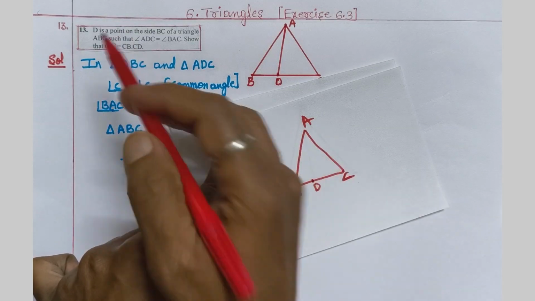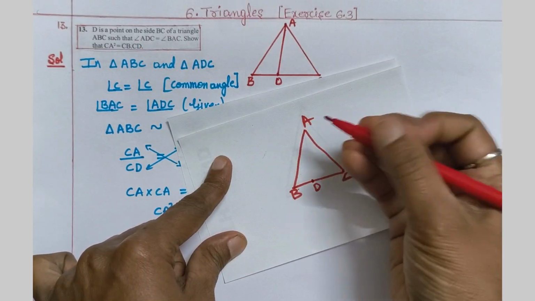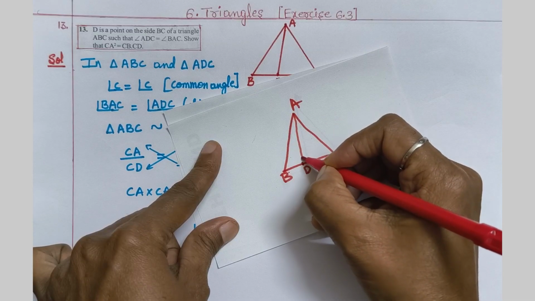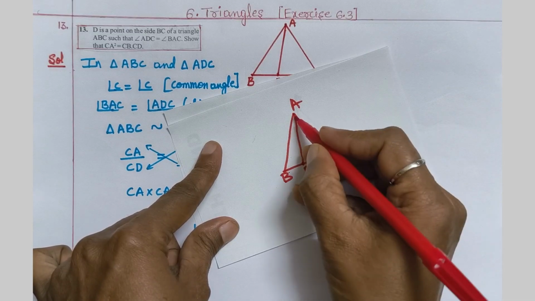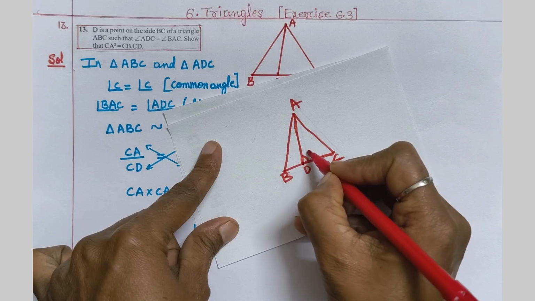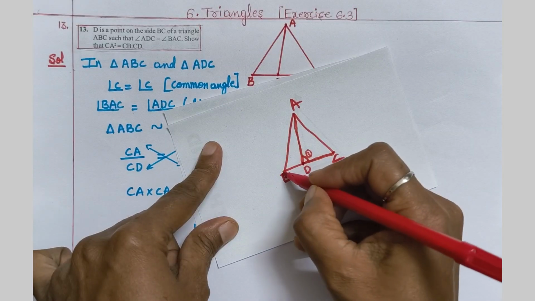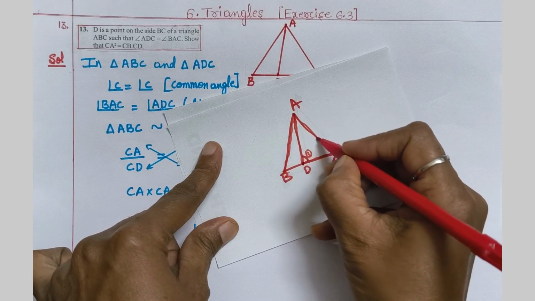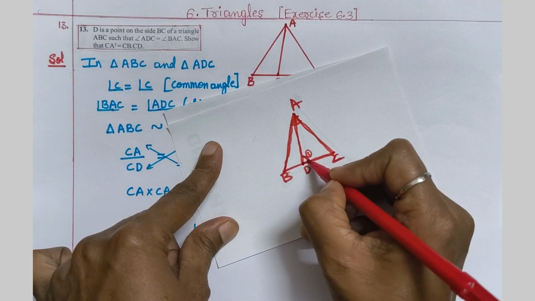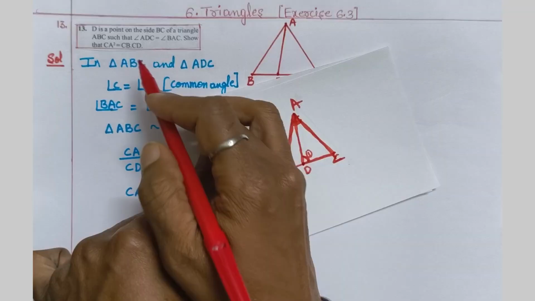After taking D, here what is given? Angle ADC. See better, try to understand. Angle ADC. So join AD. So now angle ADC, this angle. Angle ADC is equal to angle BAC. BAC means this full angle. See here, DAC is this angle, and BAC is this full angle. Both are equal.